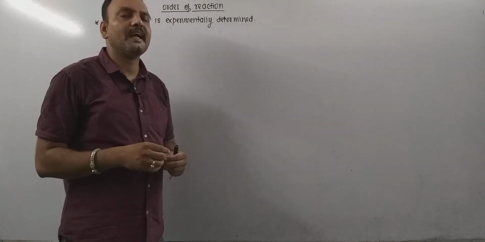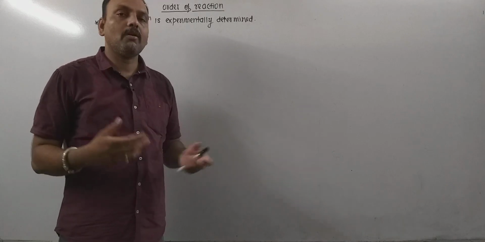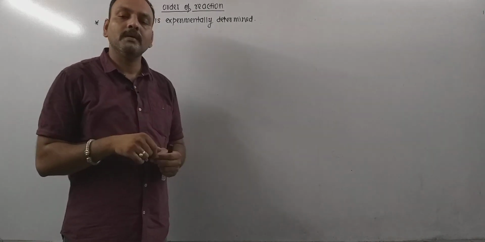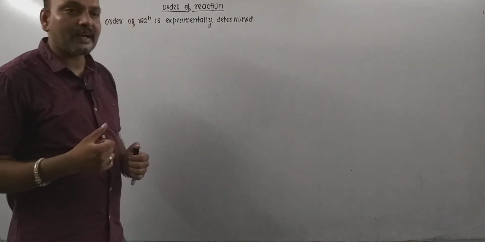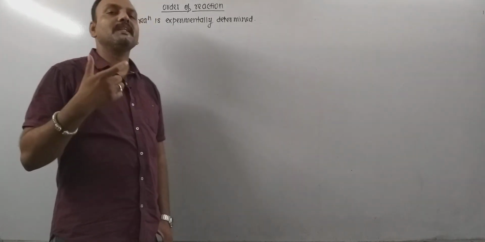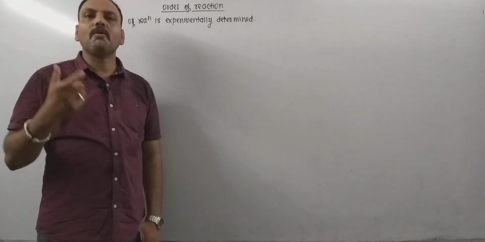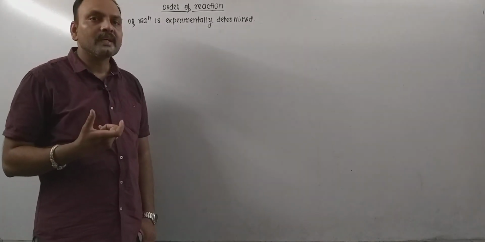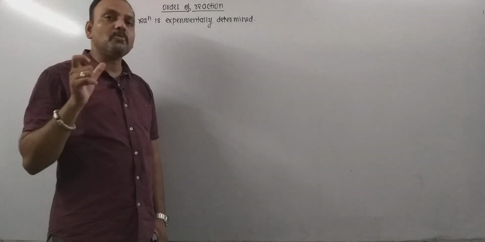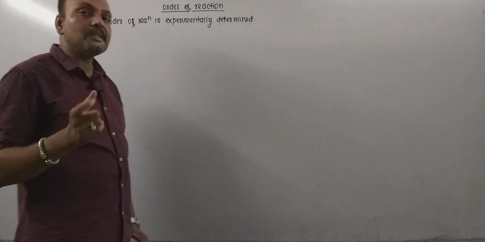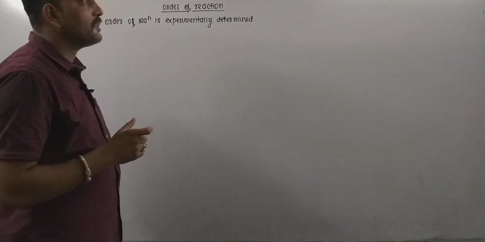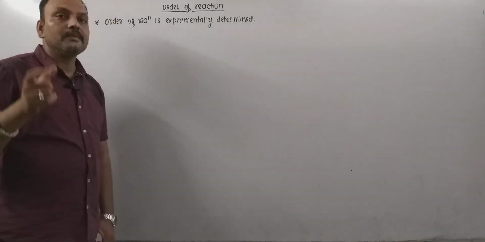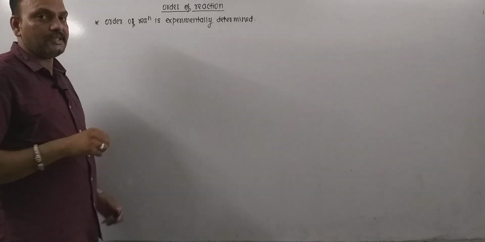Now we know very well the rate law. The rate law expression can be written only when we calculate the order with respect to each and every reactant involved in that reaction. So what exactly is order? In the rate law expression, the order with respect to each reactant is nothing but the exponent to which the concentration term of that reactant is raised.